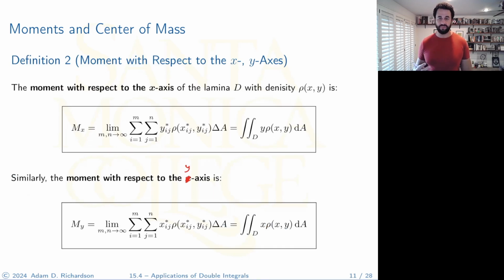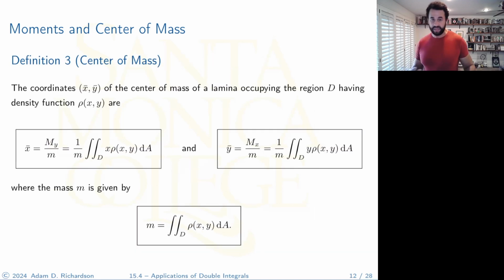All right, so now we have our moment formulas, and now we can talk about the center of mass of this region. So the point x bar comma y bar of the center of mass of the lamina occupying the region D, having density function rho, is given by these formulas right here. There it is. So very, very similar.